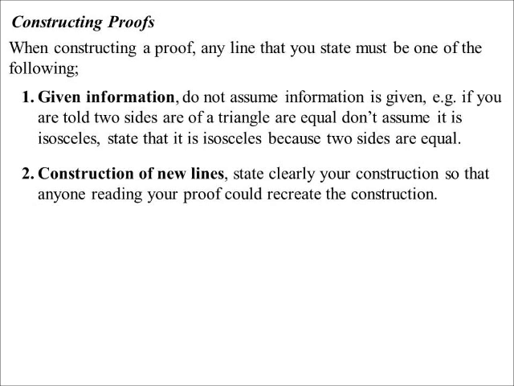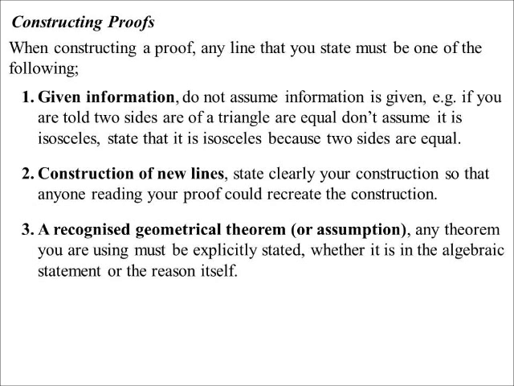They could recreate it. And of course, the main thing we use in geometry is any recognised geometrical theorem or assumption that we know. We can't make them up. If we just make them up, we've got to actually prove what it is we're making up. But there's lots of different theorems that we do know, but it needs to be explicitly stated. Okay? So whether that explicitness is in the reason or whether it's in the algebra on the left-hand side, it needs to be very clear.